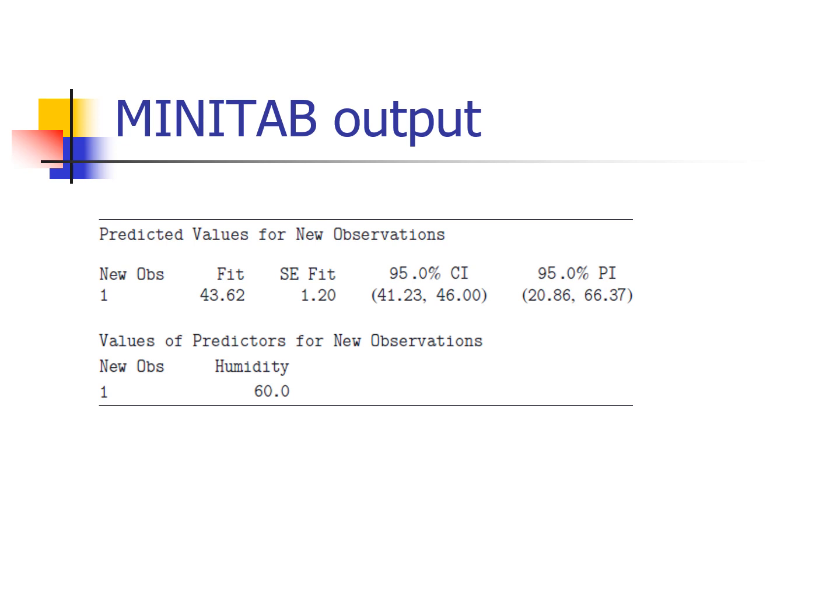So on the bottom, it says humidity 60. That's basically just saying that all of these values that we're seeing, all these numbers, are calculated under the assumption that X is equal to 60. Where it says the fit is 43.62, that's saying that if our X, our humidity, is 60, then we predict our Y, the ozone amount, to be 43.62.